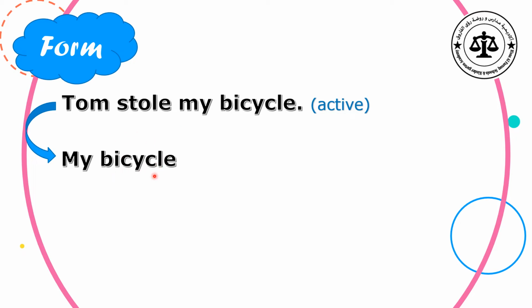Is it singular or plural? Excellent, it's singular, so we will use here was. My bicycle was. Then we will add the past participle of the main verb, which means verb 3. Stole, verb 2, the verb 3 is stolen. بتصير my bicycle was stolen. طيب وتوم. Then we will put by and the subject. By Tom.